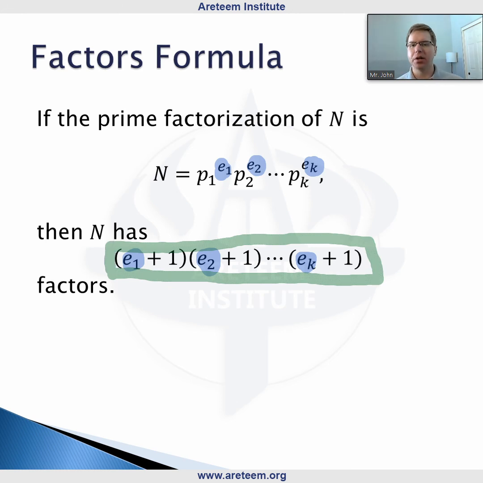So if this number has the prime factorization p1 to the e1, and so on, then we take e1 plus 1 times e2 plus 1 all the way up to ek plus 1, and multiplying those out gives us the total number of factors.